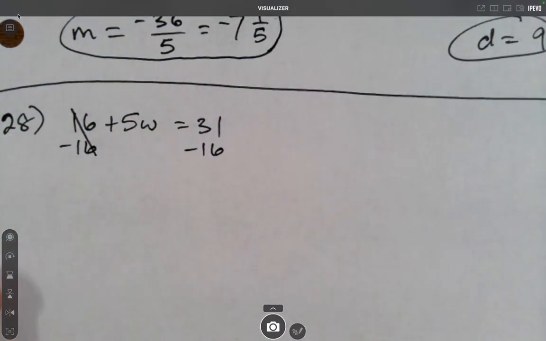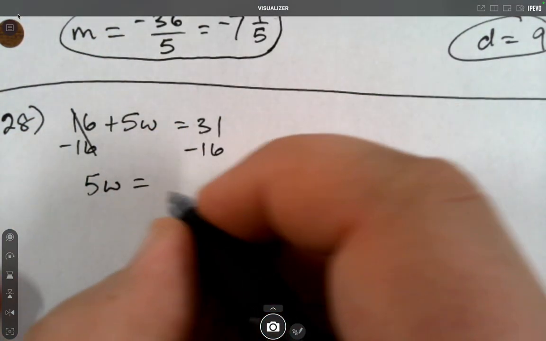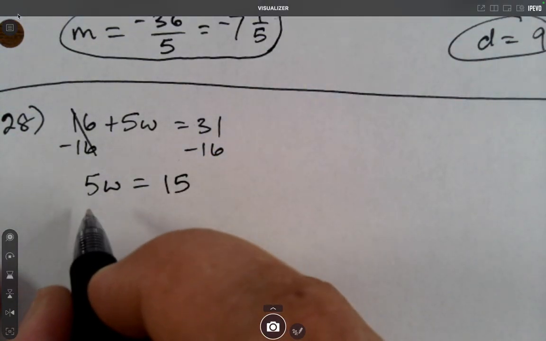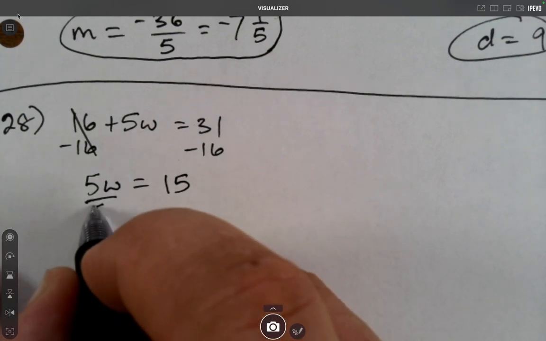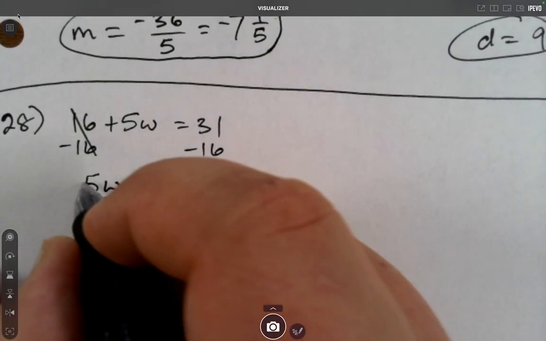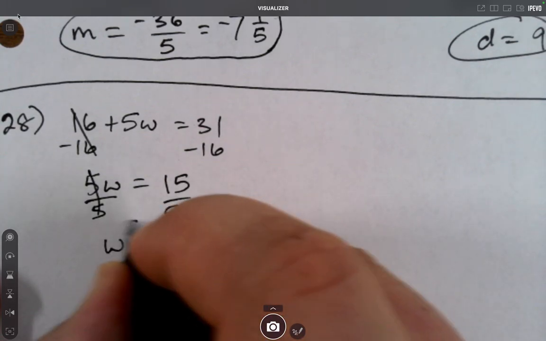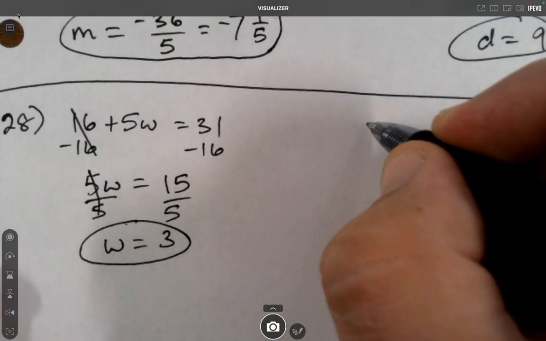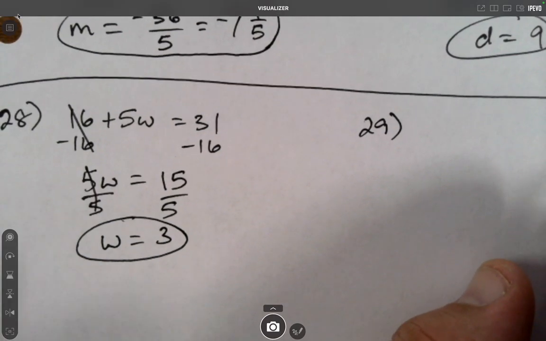So that cancels out the 16 there. 31 minus 16 is 15. And our second step is to divide, because we want to do the opposite of what they're doing. They're multiplying w by 5, so we'll divide that by 5. And 15 divided by 5 is 3. And if I'm going too fast anytime, feel free to pause.